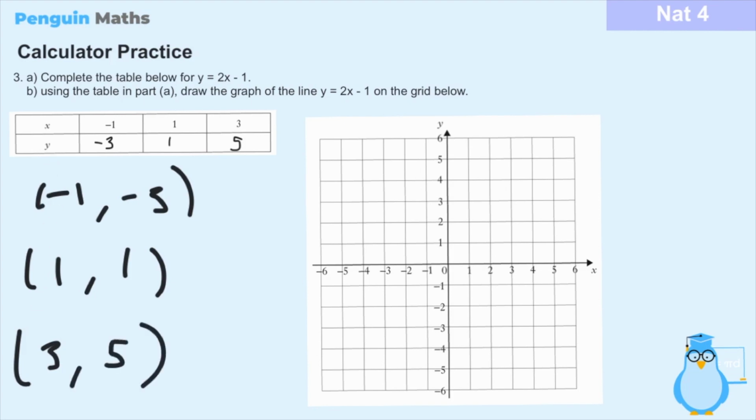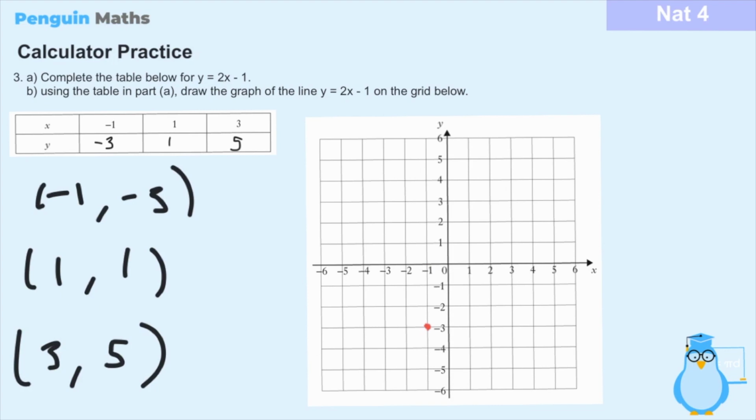Because we know that for coordinates we always have the x value first and then the y. And that's exactly what this table provides us. It has x and y values that are paired up with one another. So now all I'm going to do is just plot these points on our diagram. So first of all, we have minus 1, minus 3. So that's minus 1 in the x, so that's that point here.